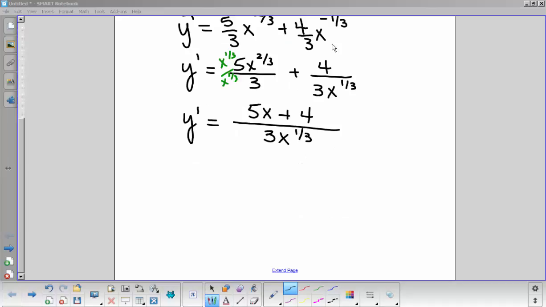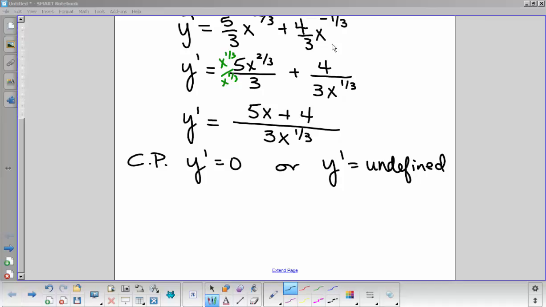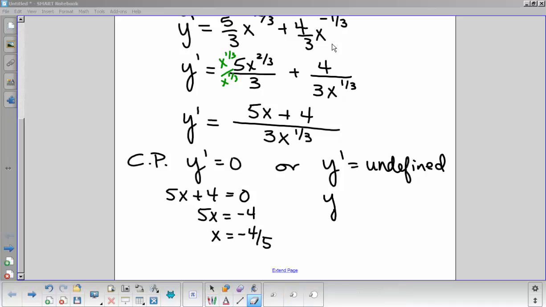And to find critical points, that's where y prime is equal to 0 or y prime is undefined. All right, so y prime equals 0 when the numerator is equal to 0. So that's going to be 5x plus 4 equals 0, and that'll be 5x equals negative 4, x equals negative 4/5. And y prime is going to be undefined when the denominator is equal to 0. And that's 3x to the 1/3 equals 0, and that's just x equals 0.